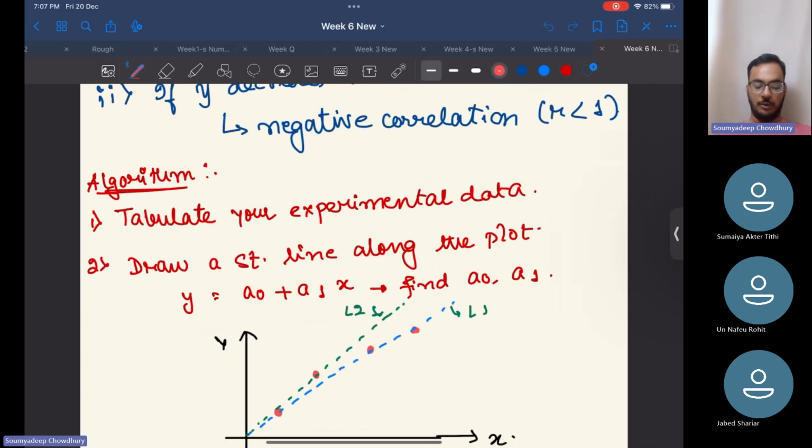Suppose here these red dots are my data points, and I want to fit a straight line through these data points. You can see here all these 4 points, we cannot fit a single straight line which will pass through all of them. So you have multiple possibilities of drawing a straight line which passes through most of these points. Here I have drawn two lines. One is L1, the blue line, and one is the green dotted line, which is L2.